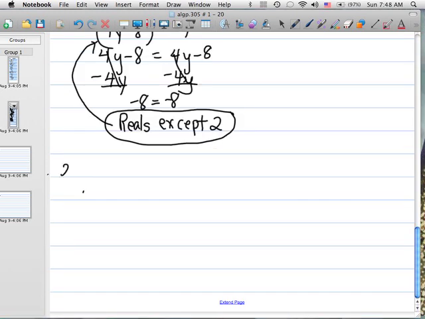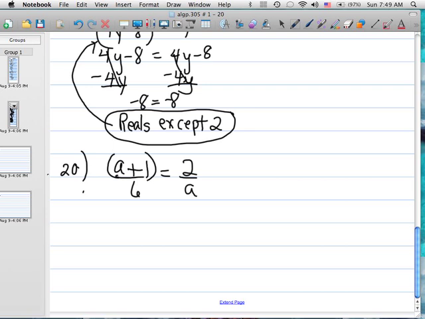And problem number 20, I have a plus 1 over 6 equals 2 over a. Again, a fraction equal to a fraction, use cross products. A times a plus 1 is a squared plus a, using distributive property, and 6 times 2 is 12. Since this is a quadratic, you have to factor. So I have a squared plus a minus 12 equals 0.